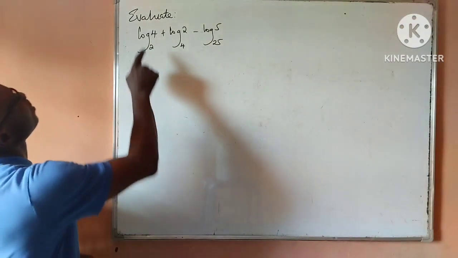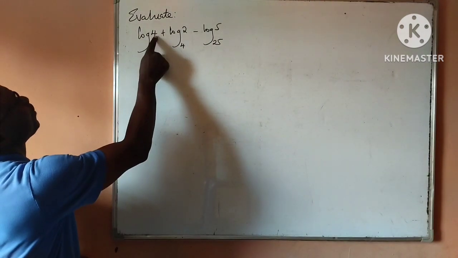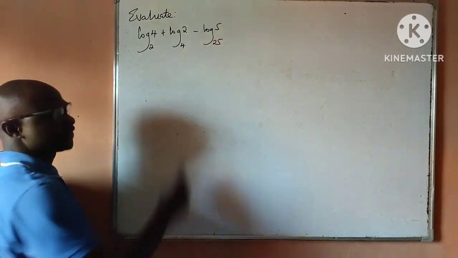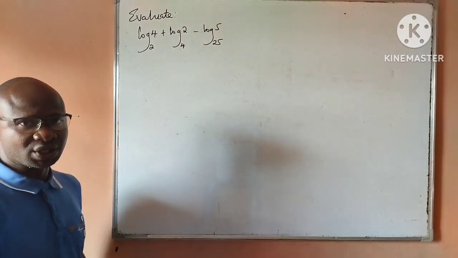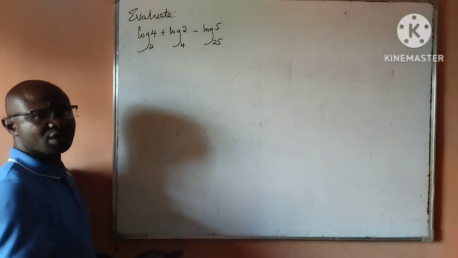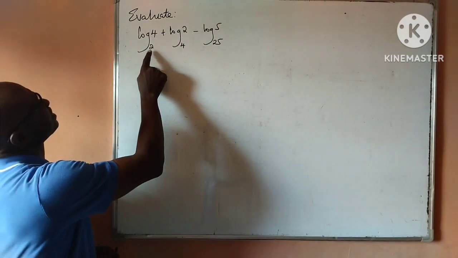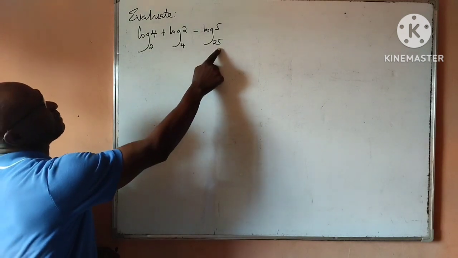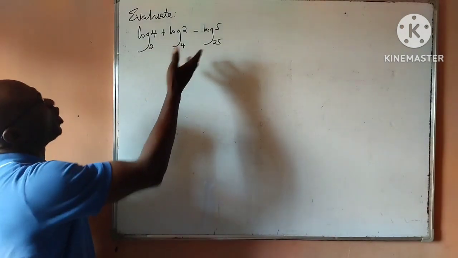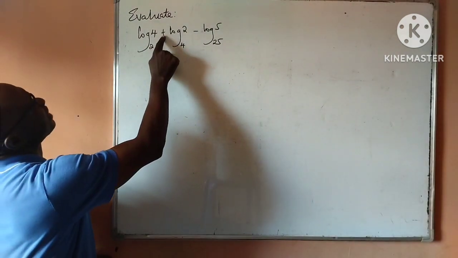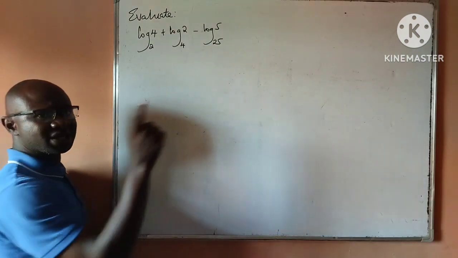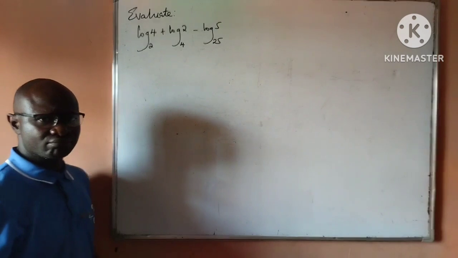In this class, we want to evaluate log 4 base 2 plus log 2 base 4 minus log 5 base 25. If you look at this question, the first port of call is to look at the bases. You will notice with me that the bases are not the same. Here is base 2, base 4, and base 25. Therefore, we are not going to apply the laws of logarithm that concern addition and subtraction. We are going to solve them individually since their bases are not the same.